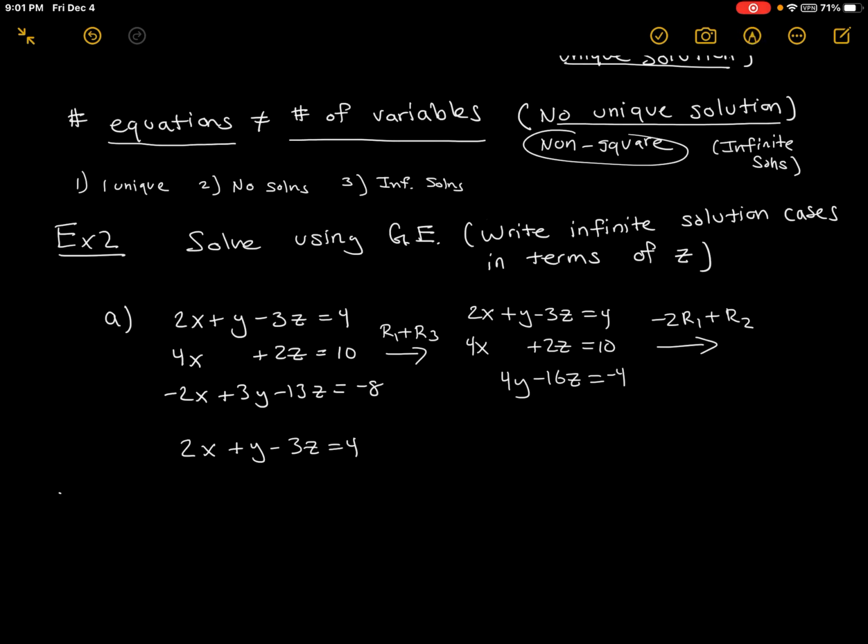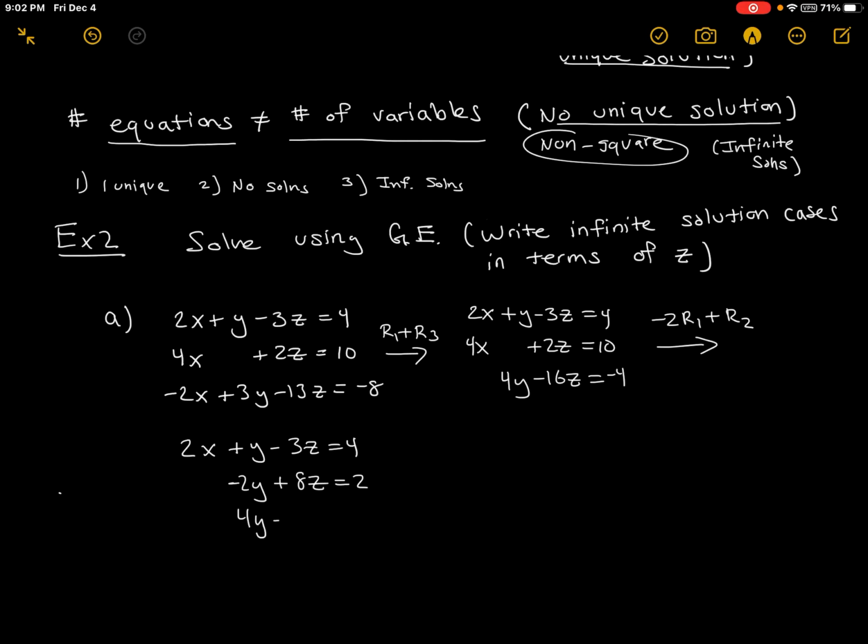And let's do the computation here. Negative 2 times 2x is negative 4x. Negative 4x plus 4x is 0. Negative 2 times y is negative 2y. Negative 2y plus 0y is negative 2y. Negative 2 times negative 3z is 6z. 6z plus 2z is 8z. Negative 2 times 4 is negative 8. Negative 8 plus 10, of course, is just 2.